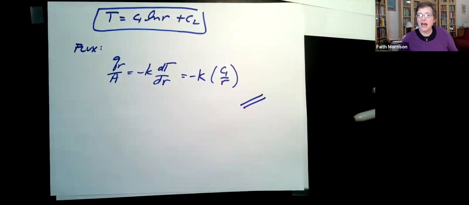So I'm not going to do those last little bits of algebra, but we have learned that in 1D steady radial heat conduction, the temperature profile is logarithmic and the flux goes like 1 over r.